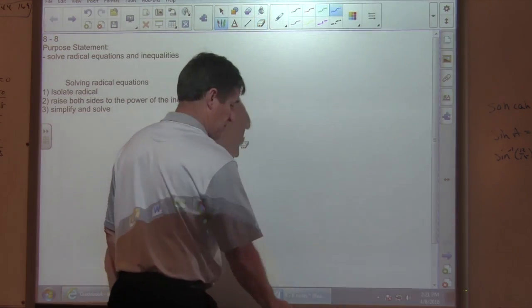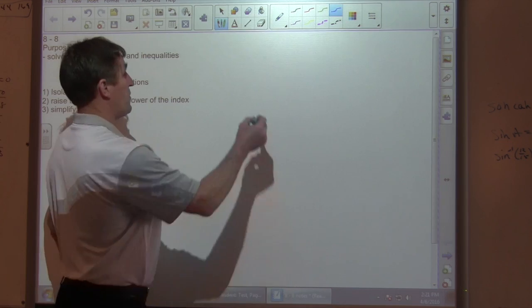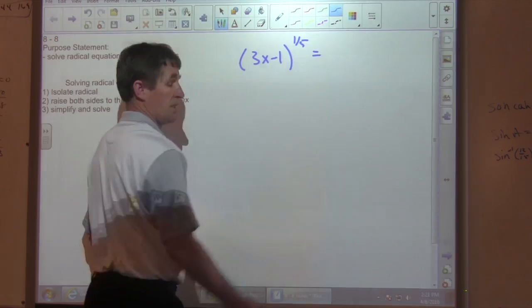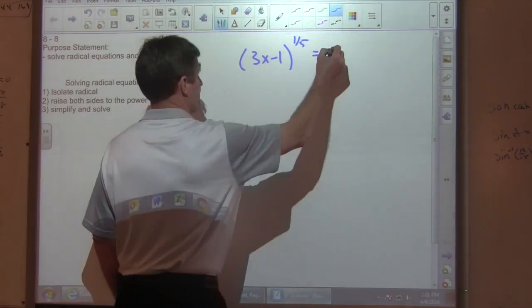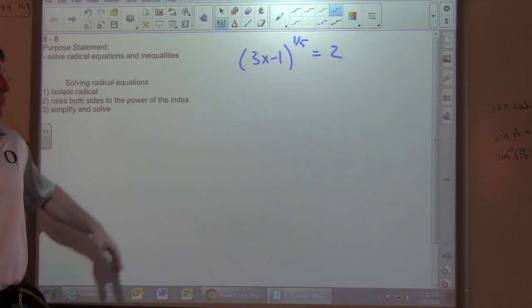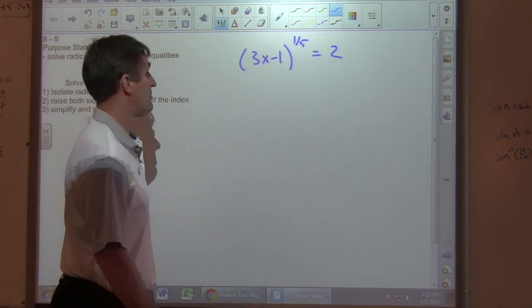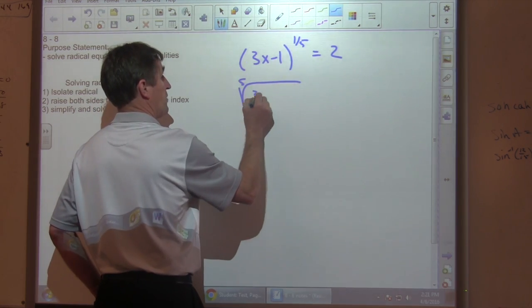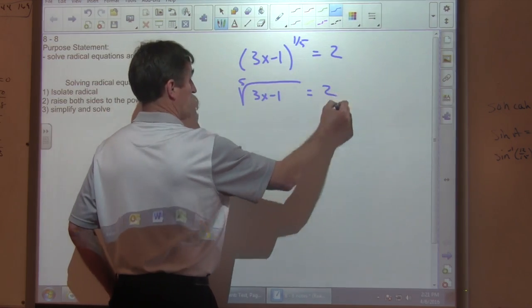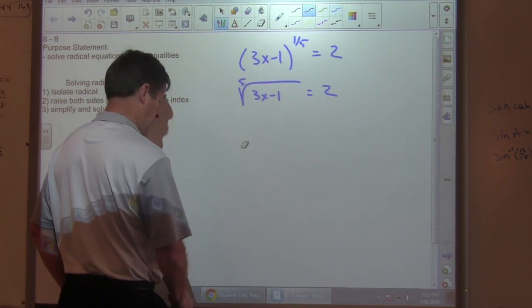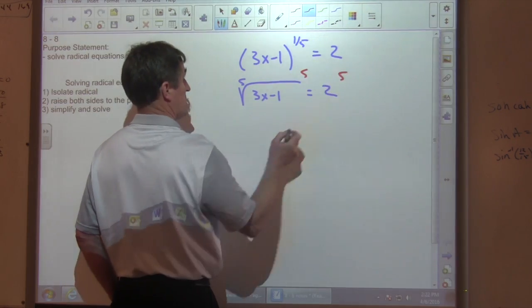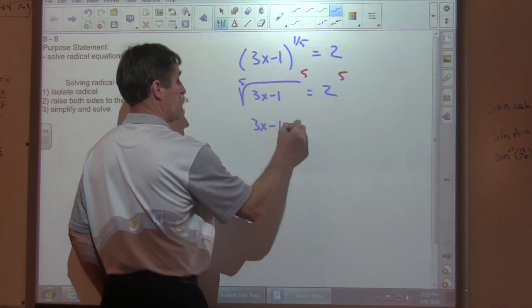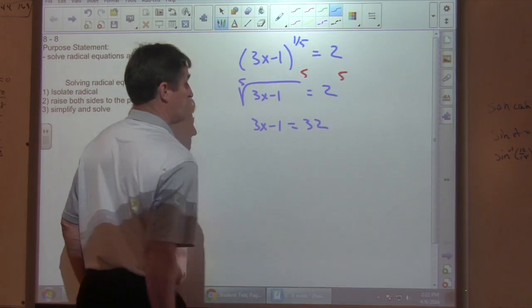Another way they can write these problems. Let's do 3x minus 1 to the 1/5 power equals 2. So you could write this in radical form if you wanted. This is the way the book does it. They would change it to radical form and go the 5th root of 3x minus 1 equals 2. And then we would take the 5th power of both sides. The 5th root and the 5th power cancel. So we get 3x minus 1 equals 2 to the 5th, which is 32.